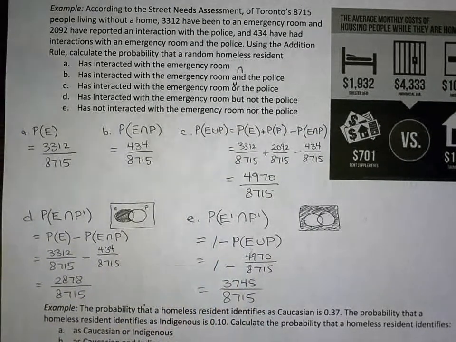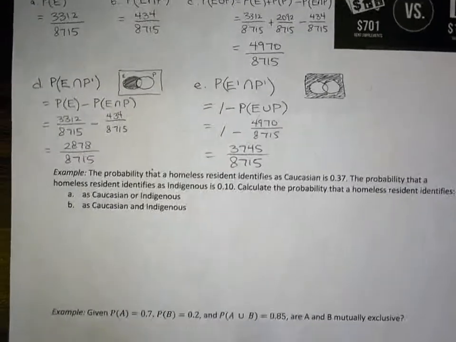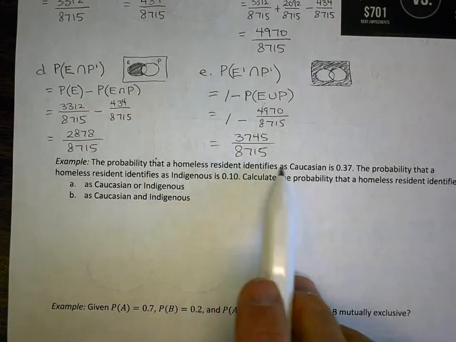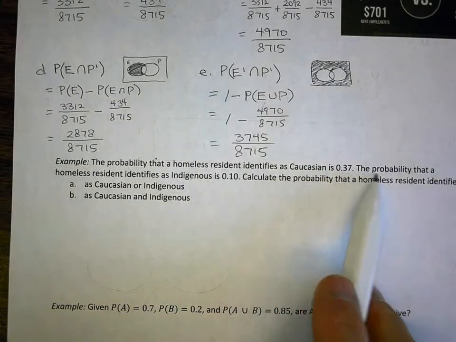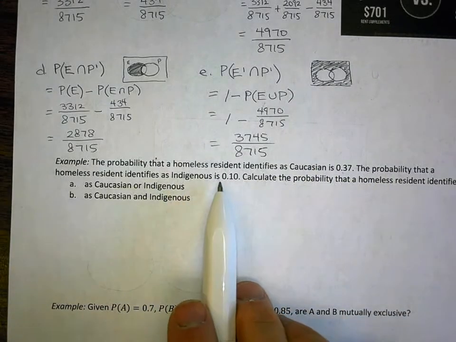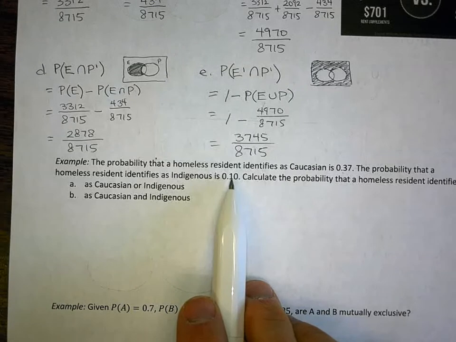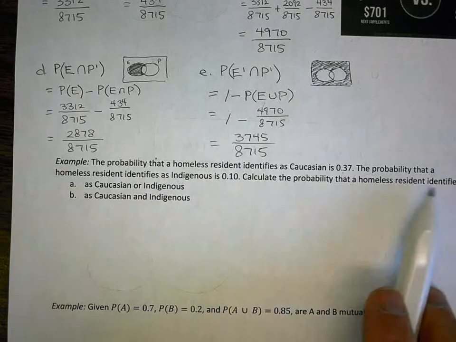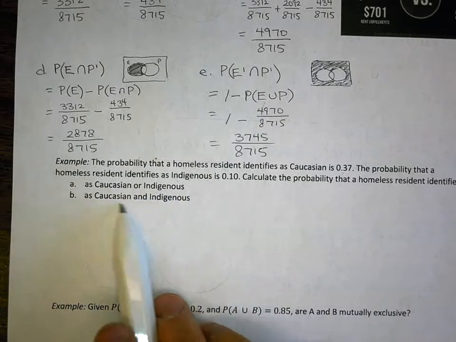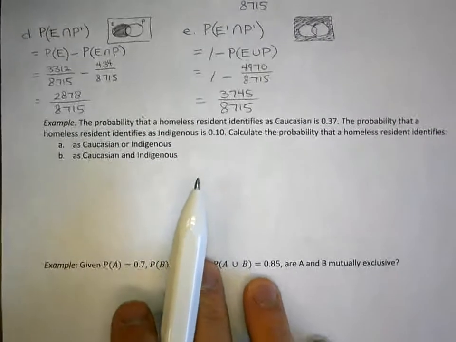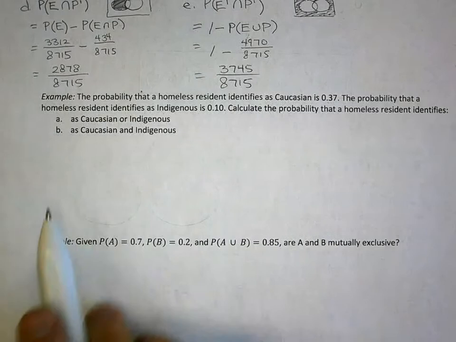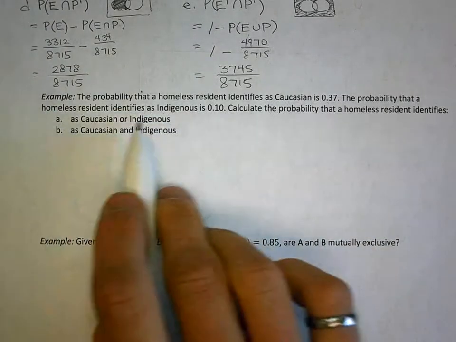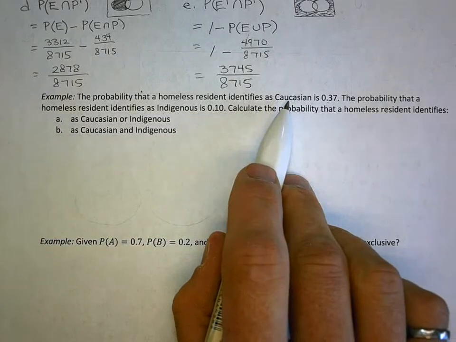Case in point, let's continue to the example below. The probability that a homeless resident identifies as Caucasian is 0.37. The probability that a homeless resident identifies as Indigenous is 0.1. Calculate the probability that a homeless resident identifies as Caucasian or Indigenous, Caucasian and Indigenous. So this is just not trying to prove anything here. I'm just using some data from that report.